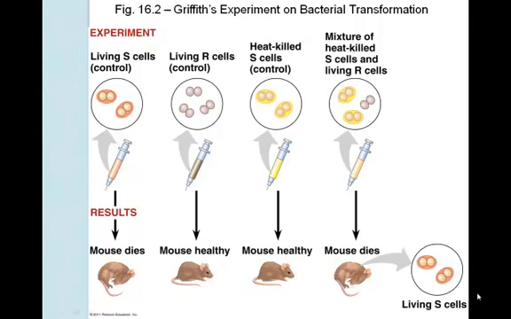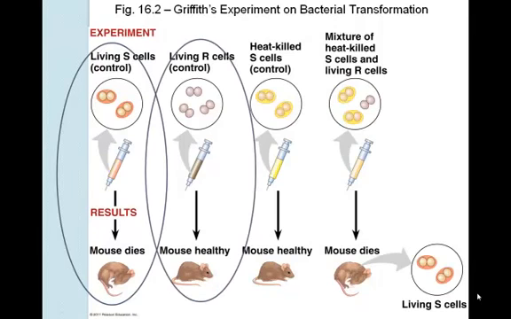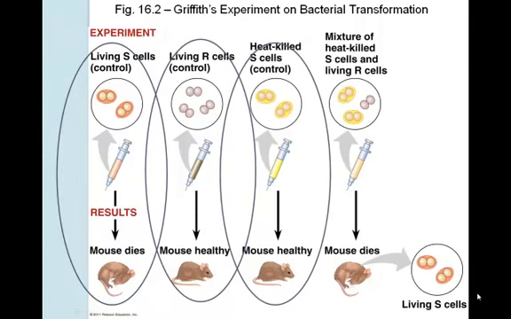In his experiment, he began by injecting the virulent S strain into mice. As expected, the mice died from infection. If he injected the avirulent R strain into mice, the mice remained healthy and survived. When he injected heat-killed S strain bacteria into mice, the mice also remained healthy and survived.